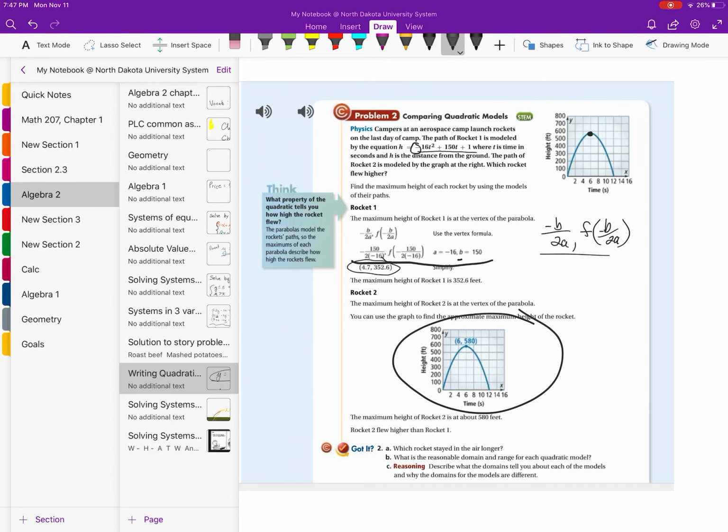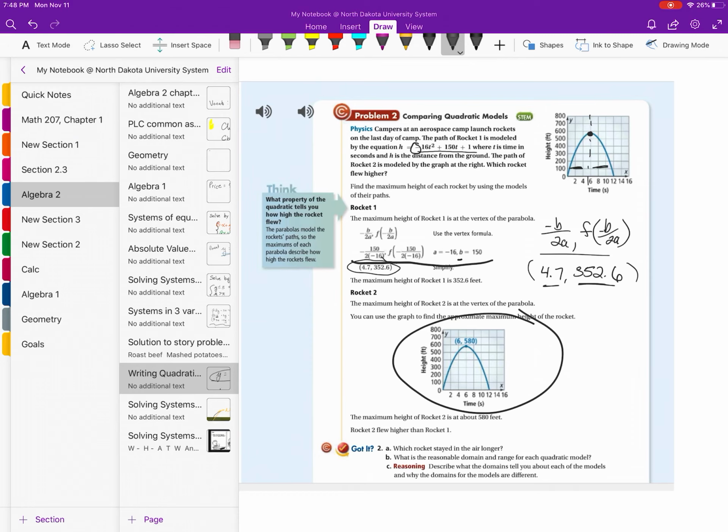We find that the maximum height is 352.6, and it occurs at 4.7 seconds. So that is our vertex, right? 4.7. I'm just going to write it a little bit bigger. And so there's our maximum height, and this is the time t when it occurs. And remember that the axis of symmetry goes through the vertex, which means this distance and this distance are equal. We're going to come back to that in a second.